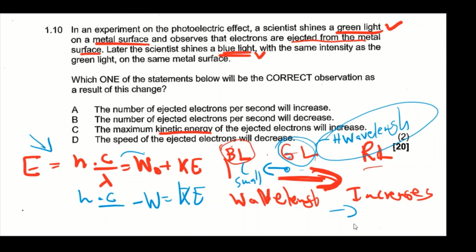Instead of the green light, now we'll change and use the blue light, right? The blue light has a small wavelength, so the fact that the wavelength is small means the kinetic energy will be larger. So the kinetic energy is increasing from the green light to the blue light. So we can simply take option C now, because we know that kinetic energy increases from a property of light that has higher wavelength to a property of light that has lower or smaller wavelength.